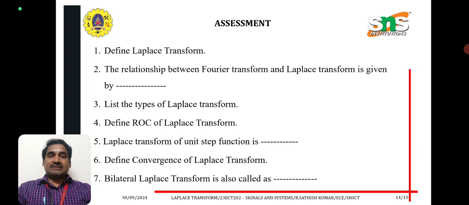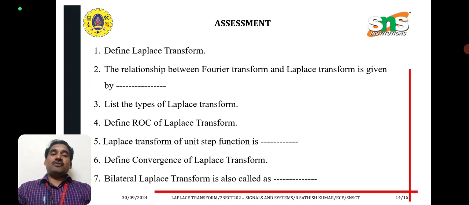Now we can see the assessment. Define Laplace transform. Laplace transform can be defined as X of s is equal to the integral from minus infinity to plus infinity of x of t into e power minus st into dt. The relation between the Fourier transform and Laplace transform is given by X of s is equal to X of omega, therefore s is equal to j omega.